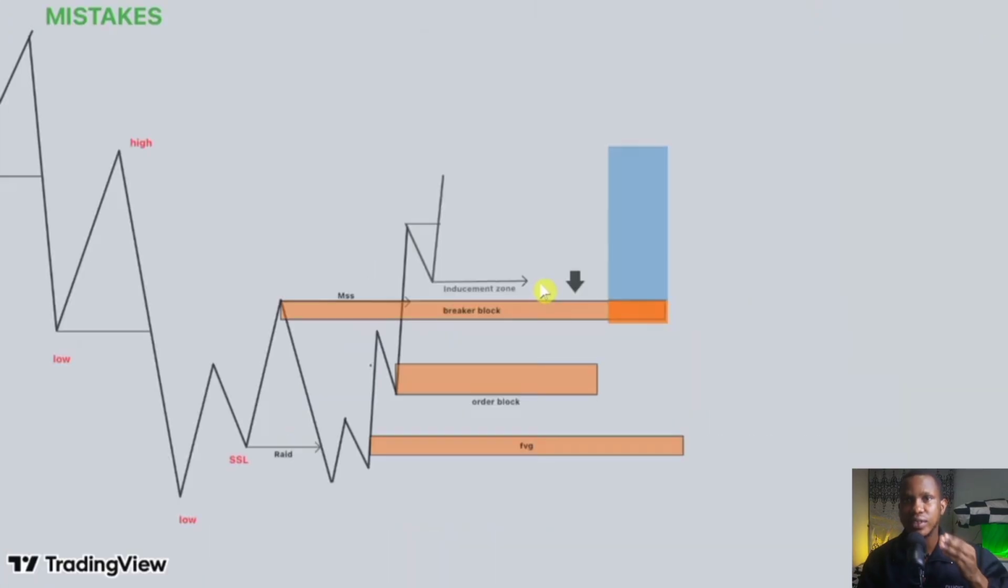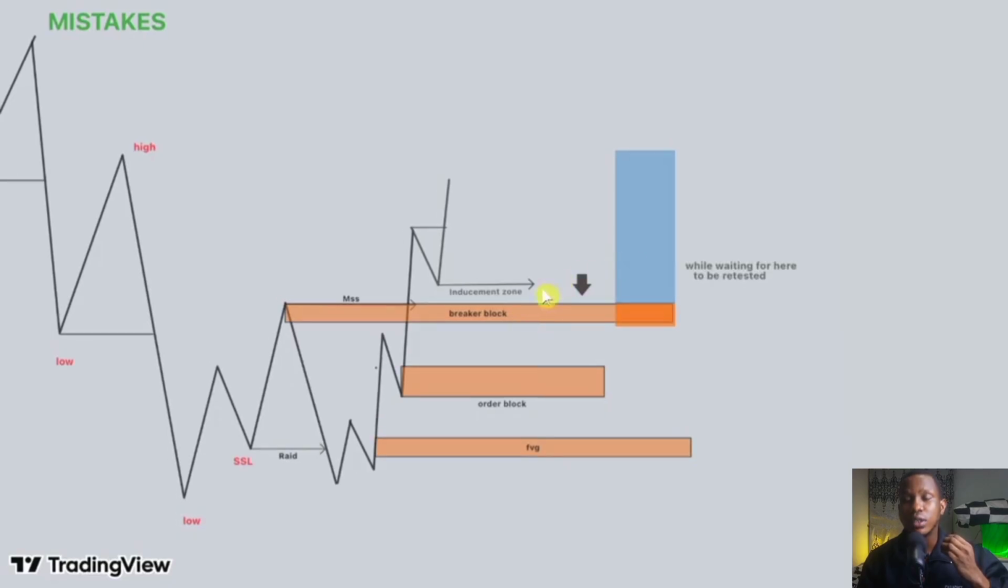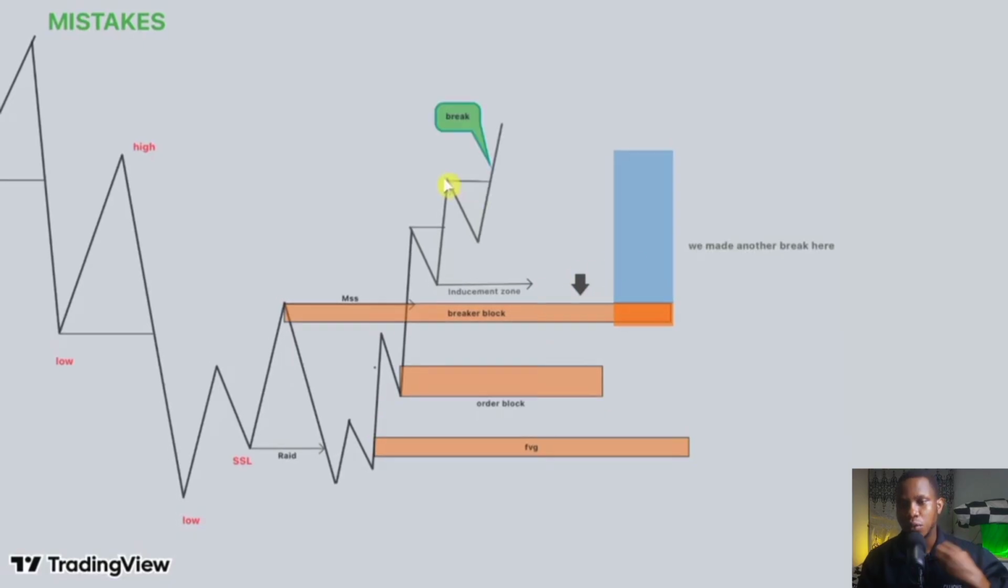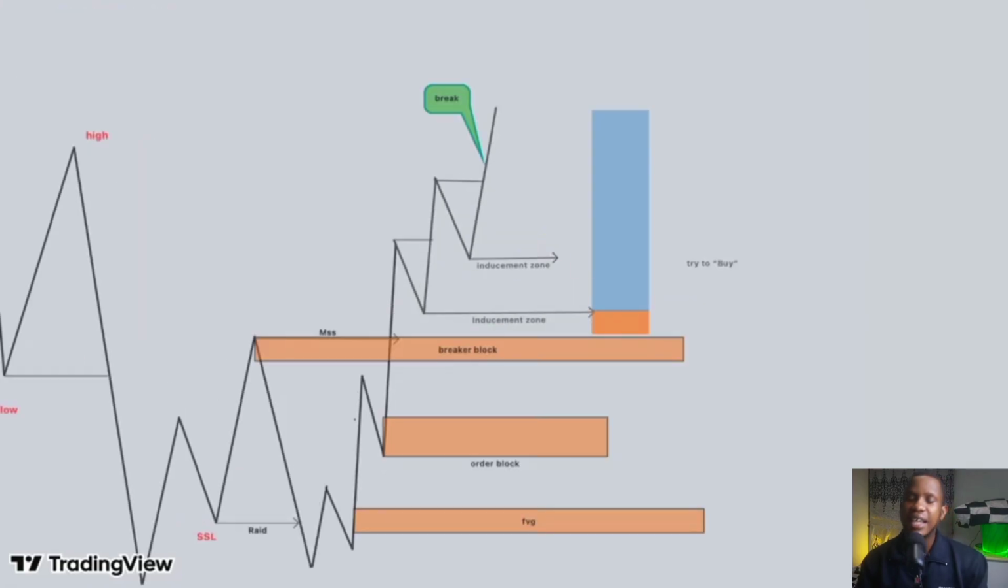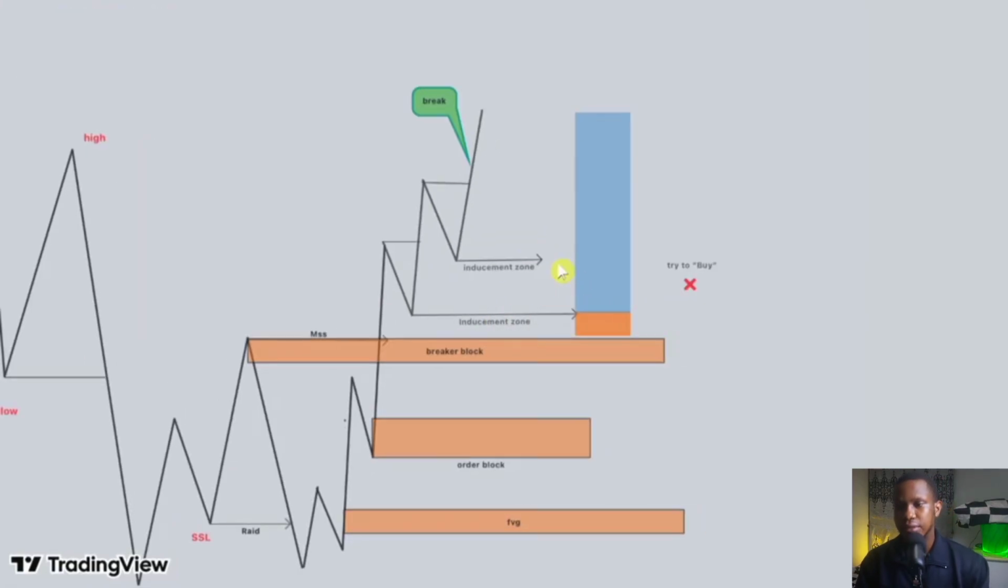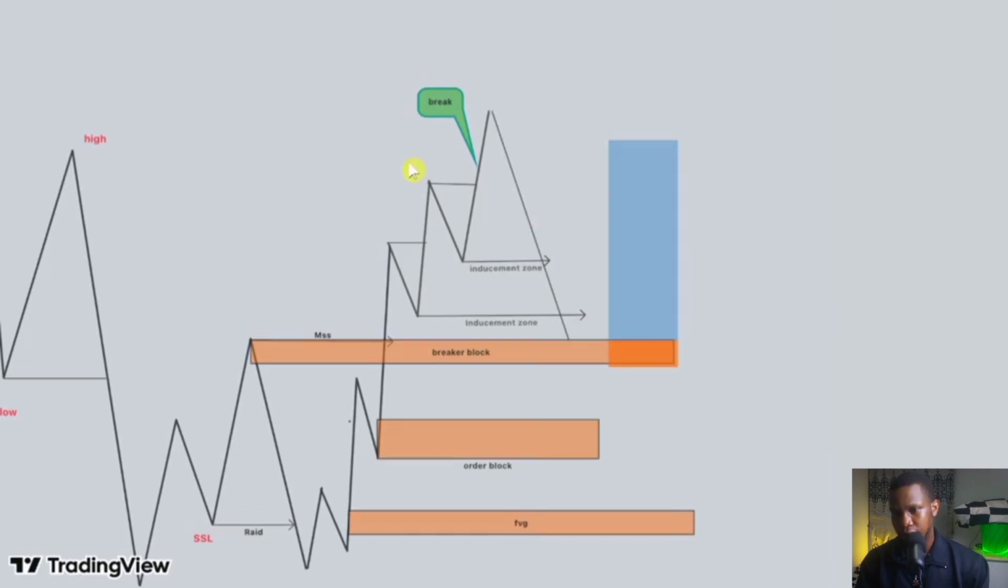The mistake I see traders make is waiting to enter from this level. We see the market retrace back and make a break of market structure, guys. It means that we have another inducement zone right here. So the mistake I see traders make is trying to buy from this level. This buy is wrong, guys. So wait for price action to come back to our level in the market.